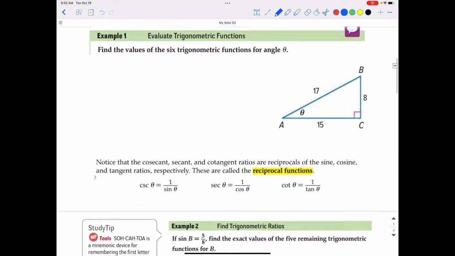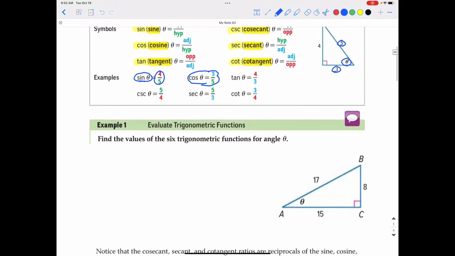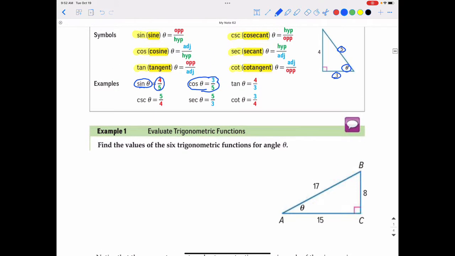Notice that we can find the values of the 6 trig functions in any right triangle. So here's a new right triangle, and we're going to use our 6 trig formulas to figure out the sine, cosine, tangent, cosecant, secant, and cotangent of angle theta in this triangle. Comparing angle theta to the 3 sides, the 8 is the opposite side, the 15 is the adjacent leg, and 17 is the hypotenuse.